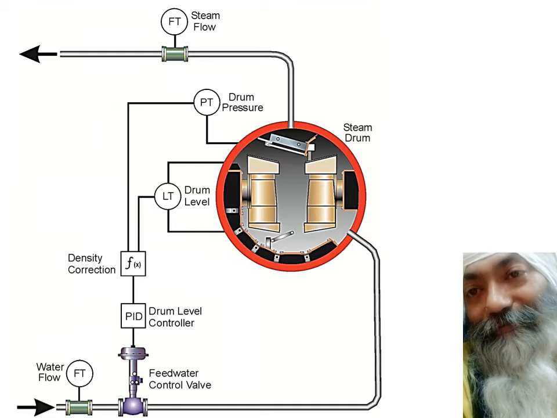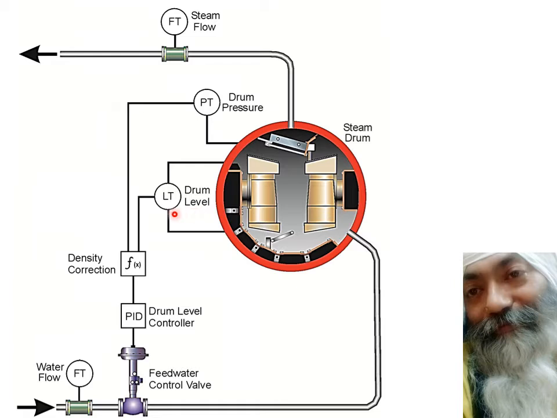So this swelling resulted in what we call inverse response, and in this session we shall be dealing with how to take care of this kind of inverse response, whether it be in the form of swelling or just the opposite of it, in the form of shrinking. So this is the conventional control of boiler drum level.